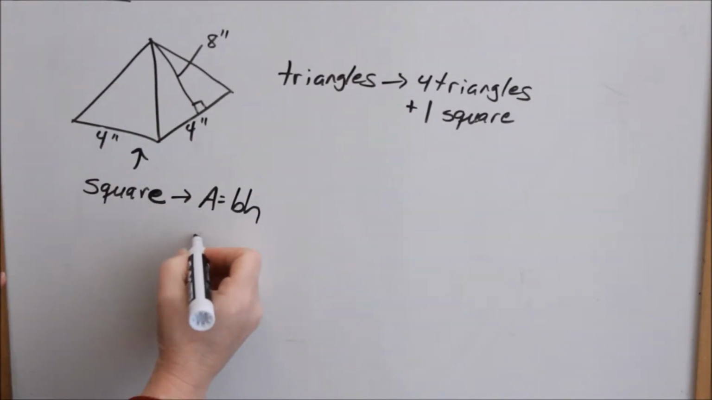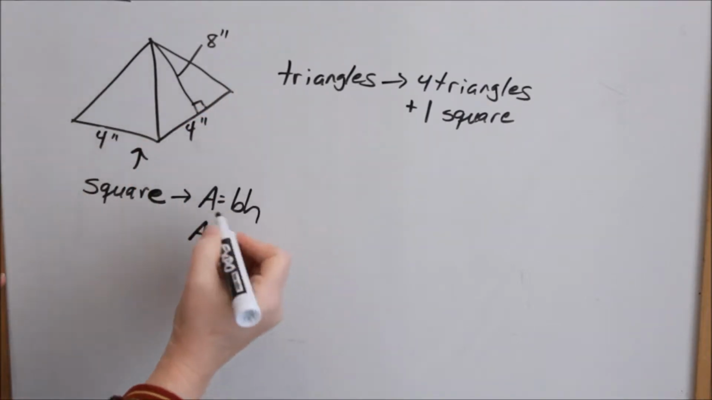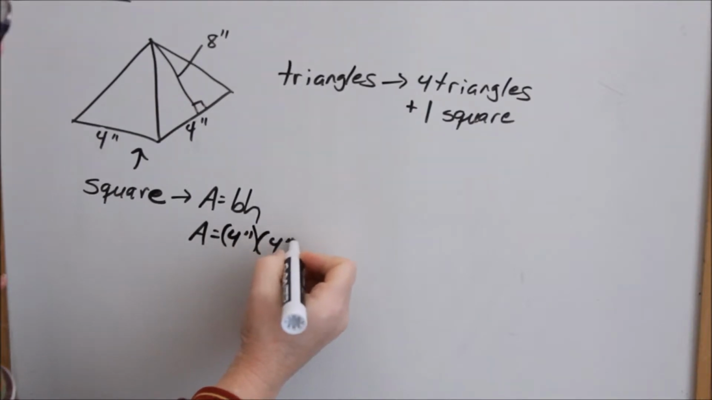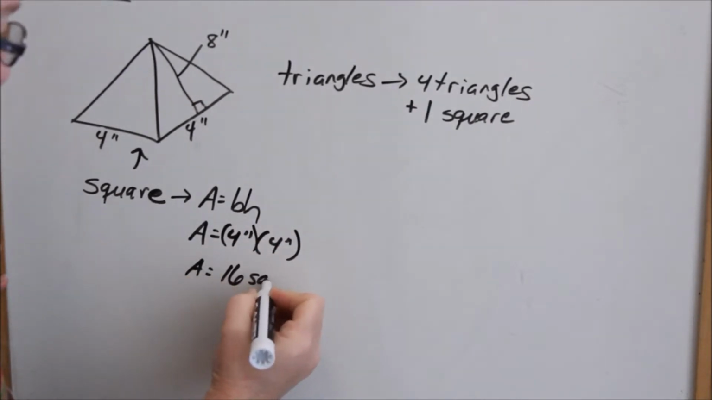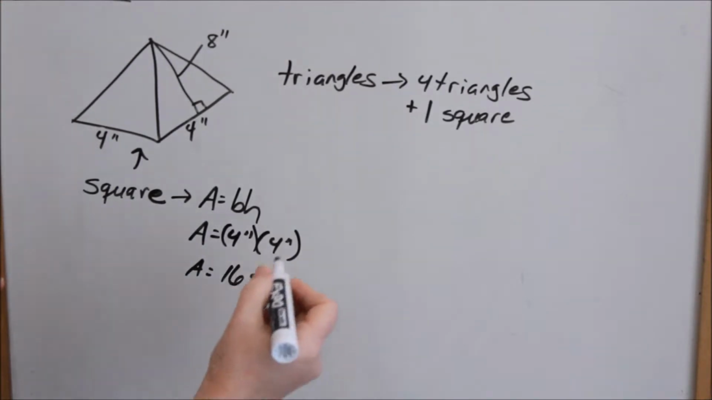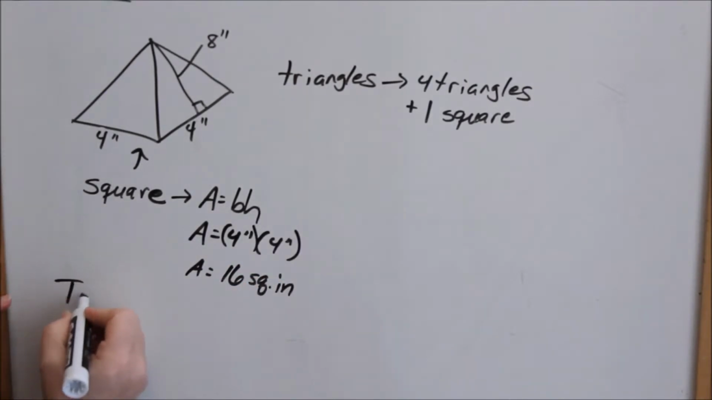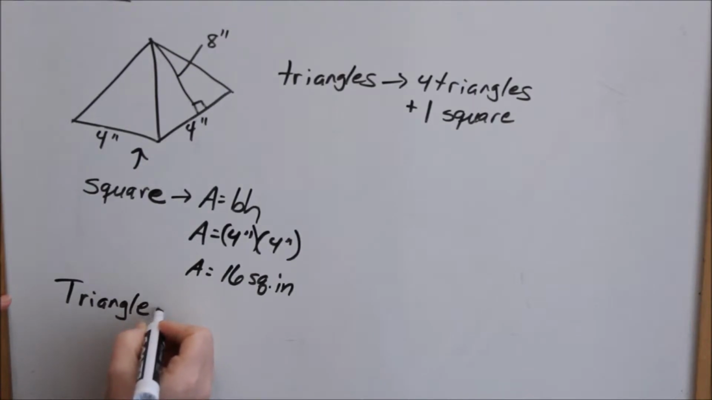So let's do the area of the square first. So area of a square, base times height. My base is 4, 4. Length times width or base times height. So 4 inches times 4 inches would be 16 square inches. Okay, so let's do the area of our triangle. We'll just have to do one triangle because all 4 triangles are going to be the same.